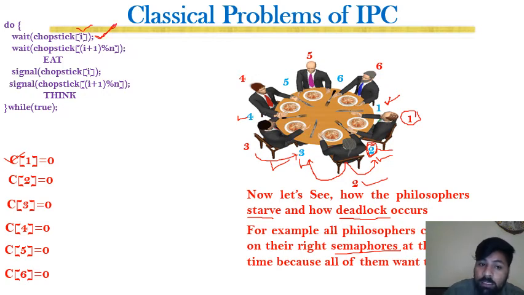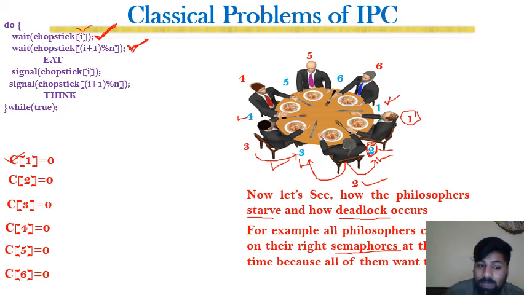everyone has got one chopstick, but now they are requesting another chopstick, that is to the left of them, and all of them called, but all of them have already been occupied, and now it is starvation and deadlock. Why? Because none of the philosophers will be able to eat, because all the chopsticks have been occupied. And this is called deadlock. And starvation means that all of them will wait.